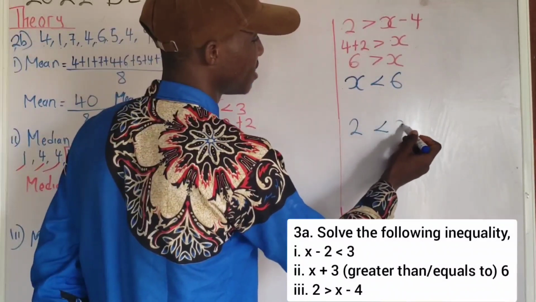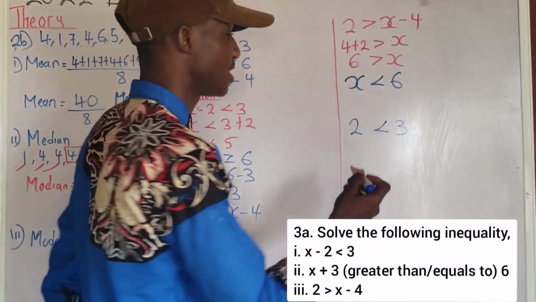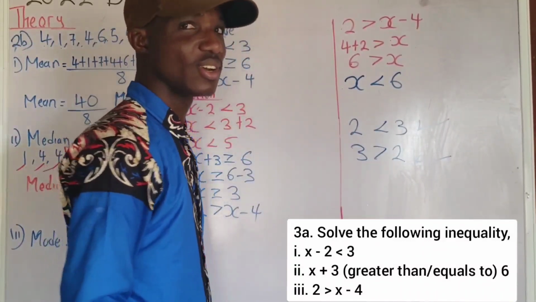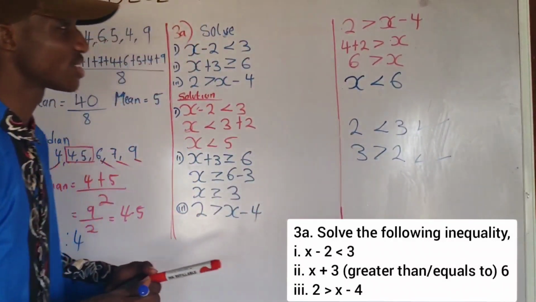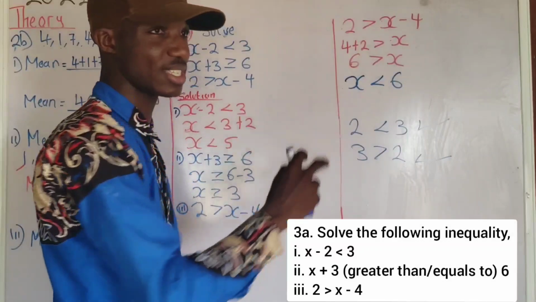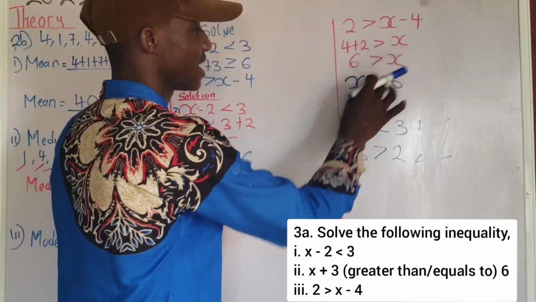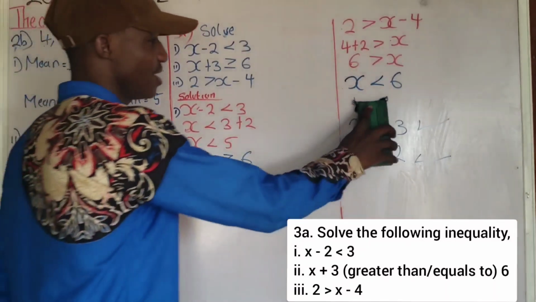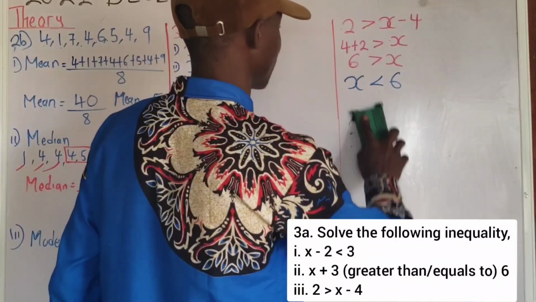2 is less than 3. 2 is less than 3 means that 3 is greater than 2. Of course, this is correct. Do you understand? Okay? So I just explained the reason why I put this. You understand? So if 6 is greater than x, that means that x is less than 6. Okay, x is less than 6.